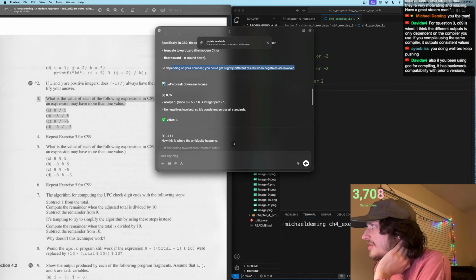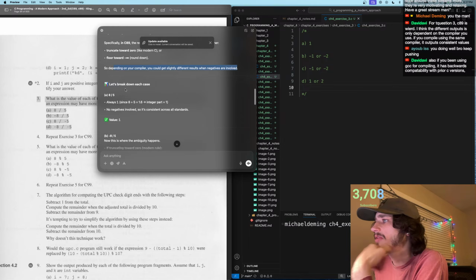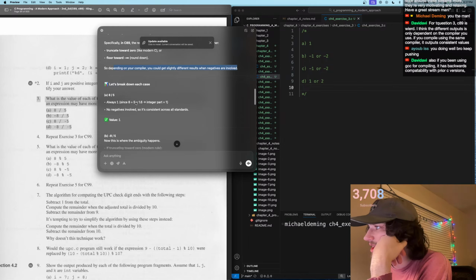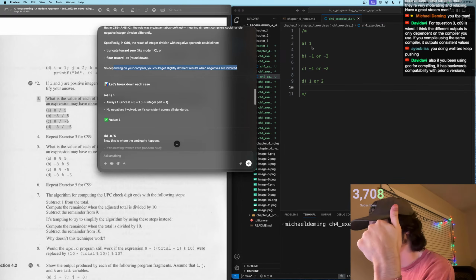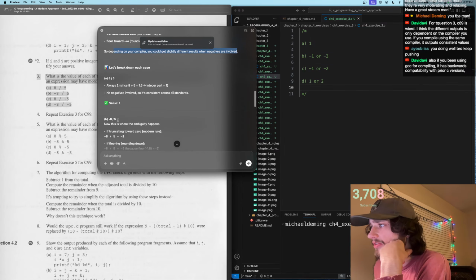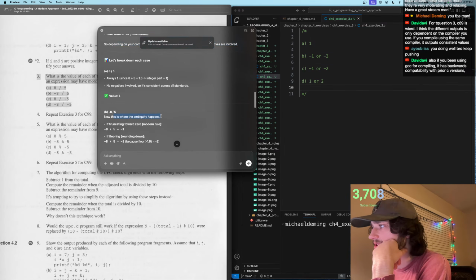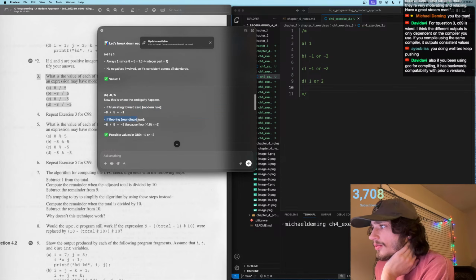Let's break down each case. So 8 divided by 5 is always 1. Since 8 divided by 5 is 1.6, the integer part is 1. No negatives involved, so it's consistent across all standards. Cool, we got that right. -8 divided by 5, now this is where the ambiguity happens. If truncating towards 0 in the modern rule, we'll get -1. If flooring, rounding down, this will floor this value towards negative infinity, and this will become a -2.